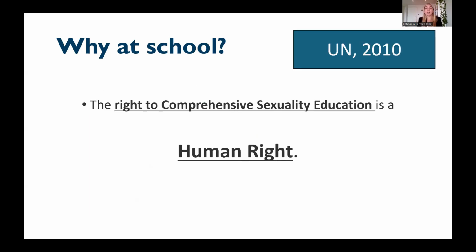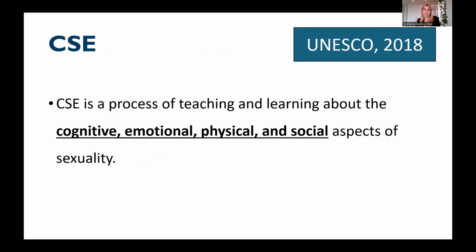Now, according to the UN, the right to comprehensive sexuality education is a human right itself. And comprehensive sexuality education is a process of teaching and learning about the cognitive, emotional, physical, and social aspects of sexuality. So, as you can see, sexuality is a very broad concept that includes much more than biology. We're going to be talking about these other important aspects that make it up.